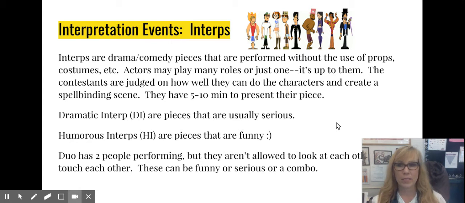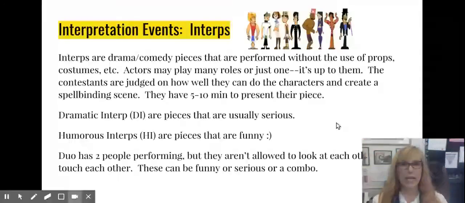They choose their own pieces. The contestants are judged on how well they can do the characters and create the spellbinding scene. They have 5 to 10 minutes to present their piece. And you can even ask the tournament if there is a minimum amount of time, but usually 5 minutes is about minimum.